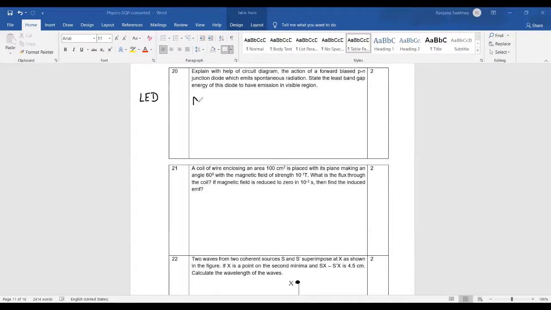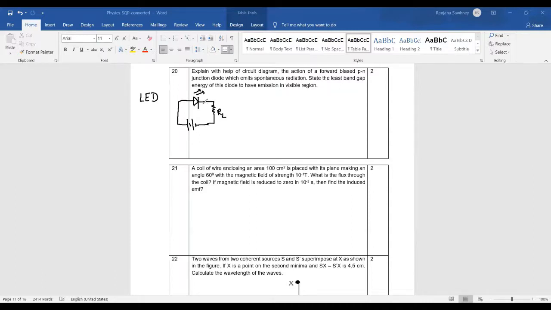Let's draw its circuit diagram. This is the PN junction diode and it has to be forward biased. That is, P is connected to positive and N is connected to negative, and there is a load resistance in between. This is the circuit diagram and it emits light. The light is emitted whenever it is forward biased.